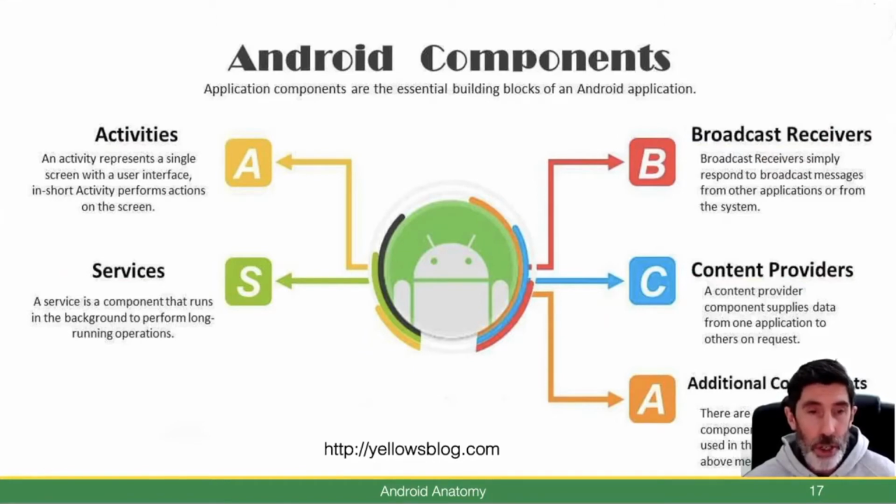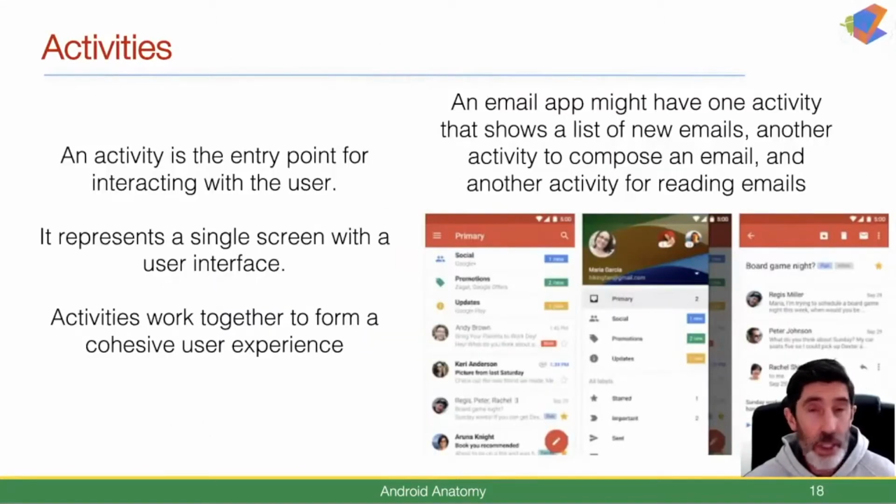So just to continue on there, if you have a look at activities, an activity is the entry point for interacting with the user. It represents a single screen with the user interface. Activities work together to form a cohesive user experience. An email app might have one activity that shows a list of new emails, another activity to compose an email, and yet another activity for reading emails.